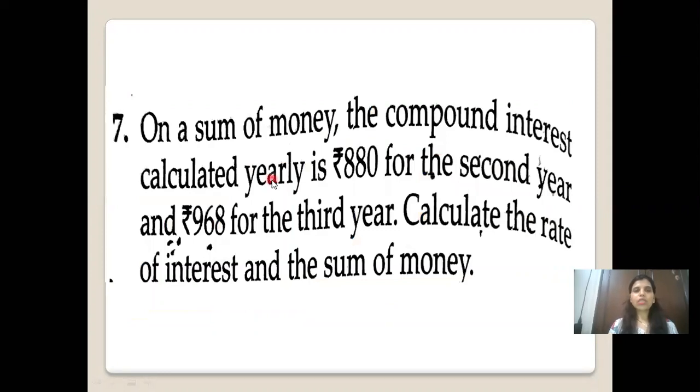first question. The first question says, on a sum of money, the compound interest calculated yearly is rupees 880 for the second year and 968 for the third year. Calculate the rate of interest and the sum of money. So here you can see compound interest for the second year and compound interest for the third year is given to you, and you have to find the percent rate and principal.